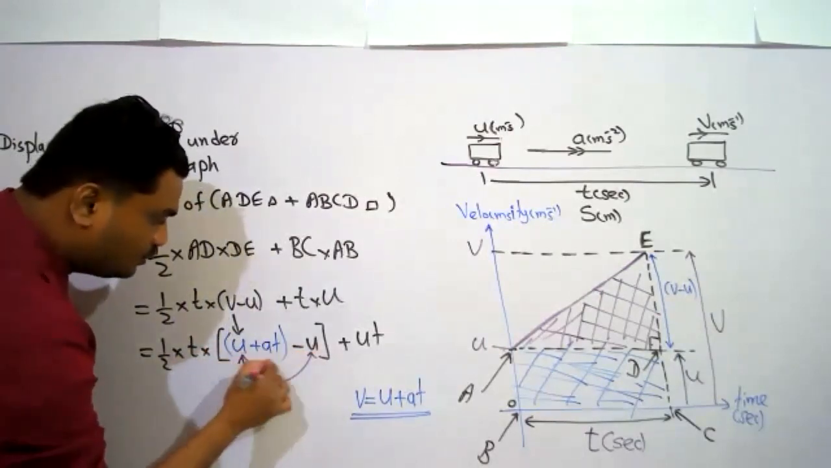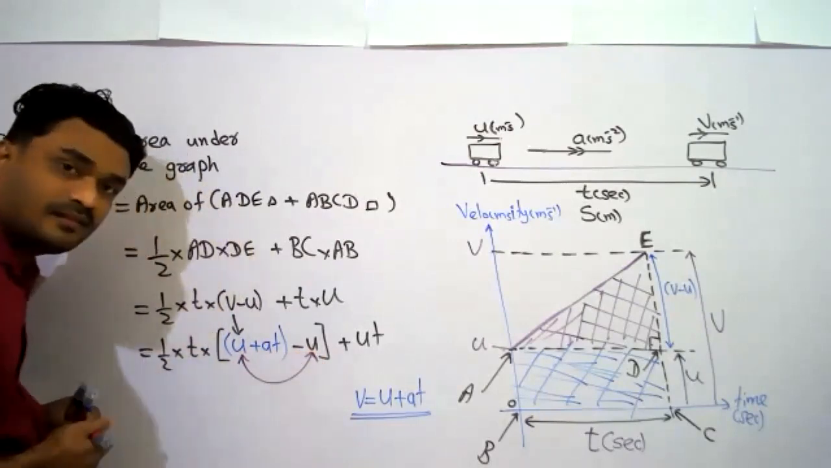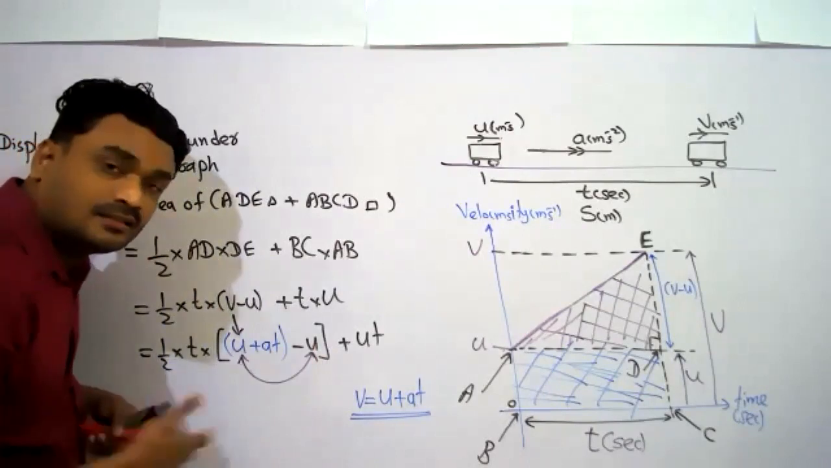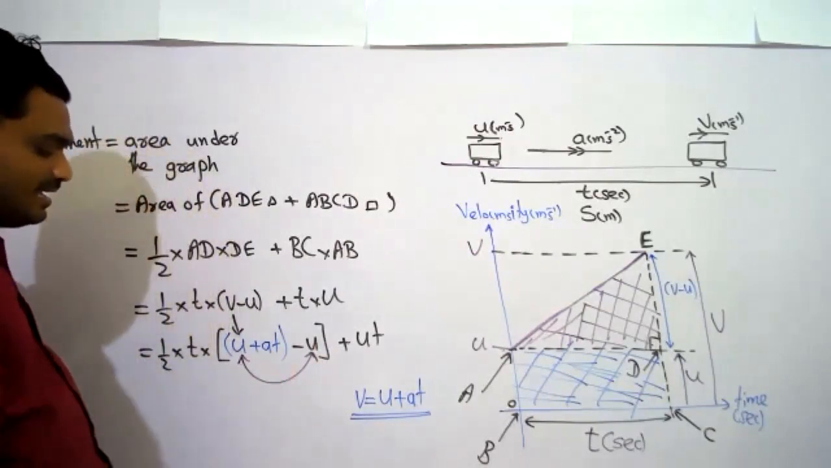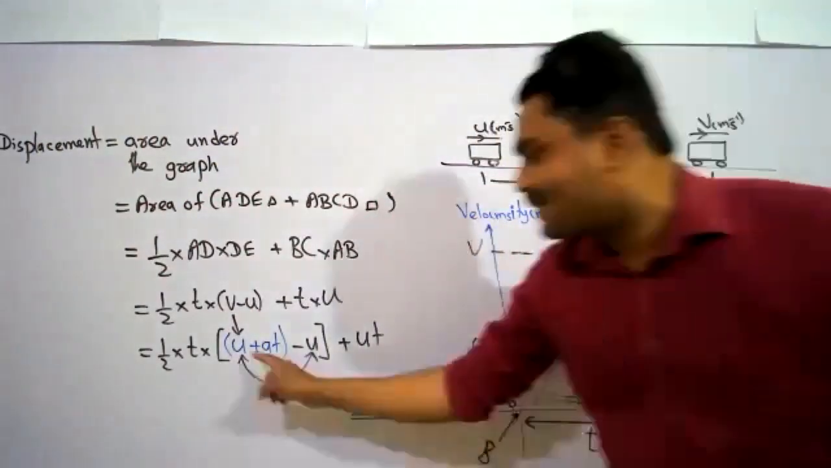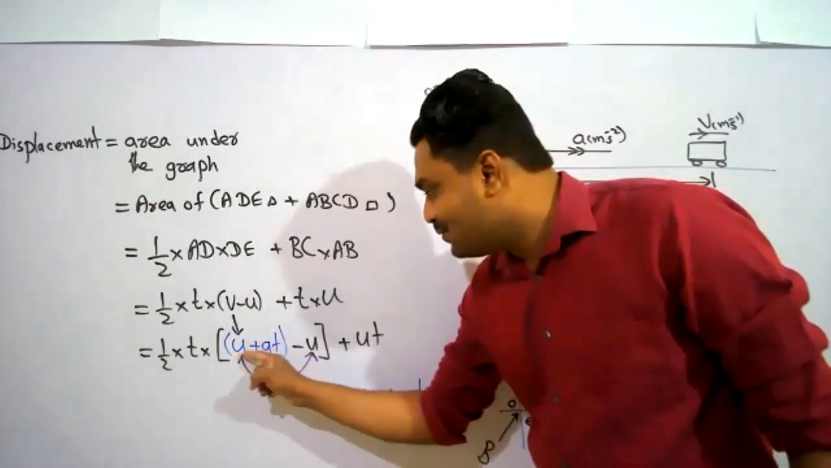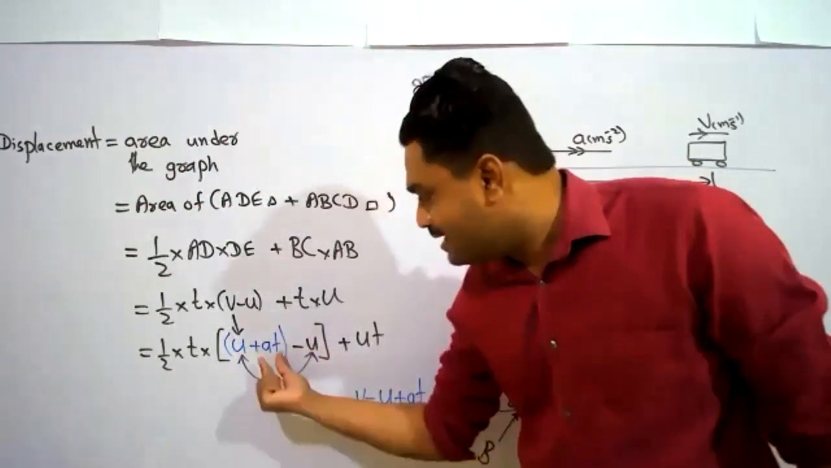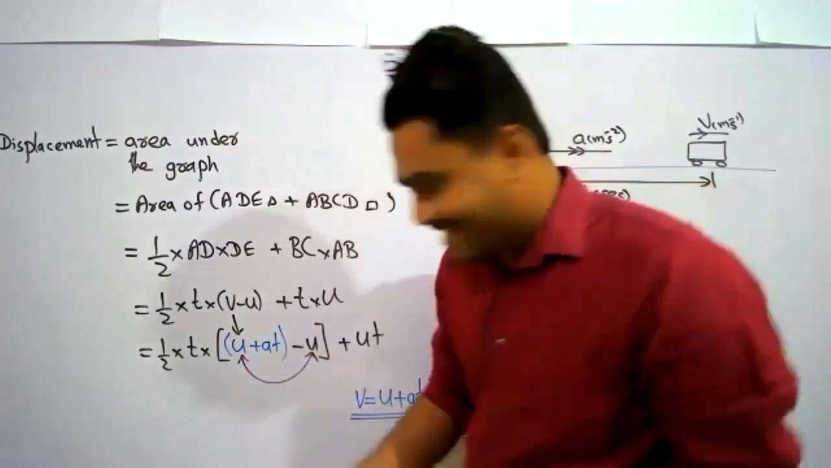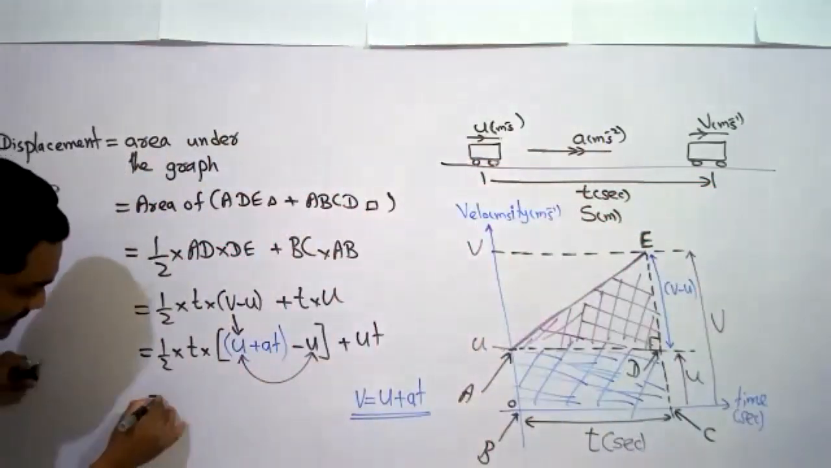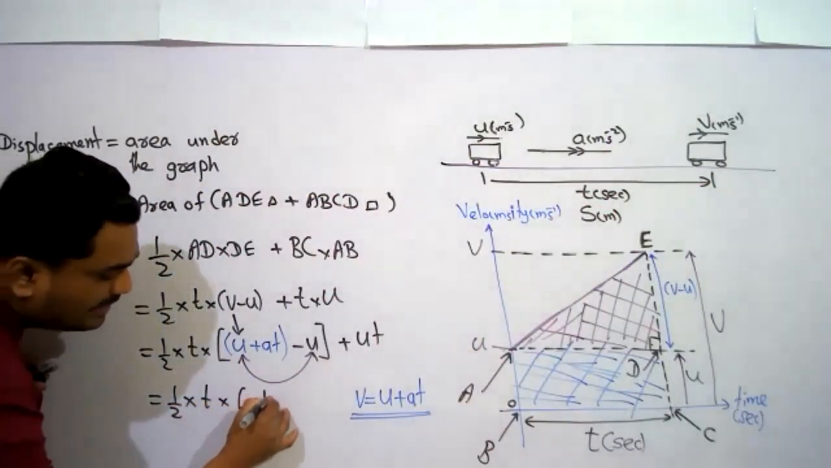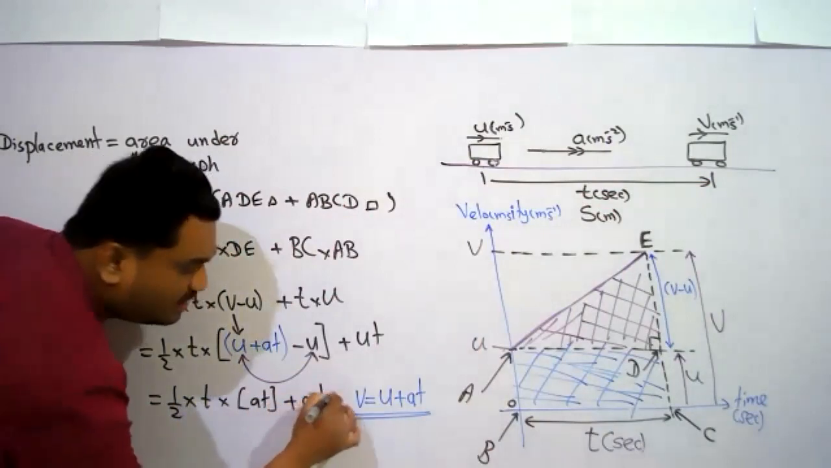So then what will happen here? This u and this u, plus u minus u. So what will happen there? Cancelled out. This is plus u, this is minus u, u and u cancel out. The only term is at. Right, so then you get half into t into, here you have only at, here you have ut.